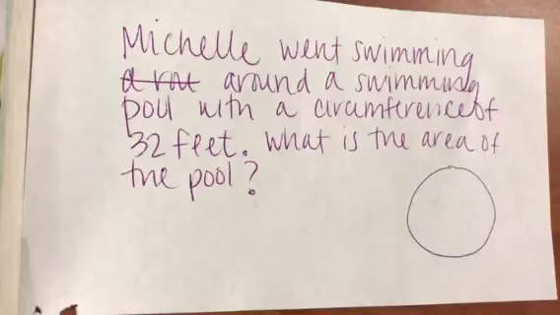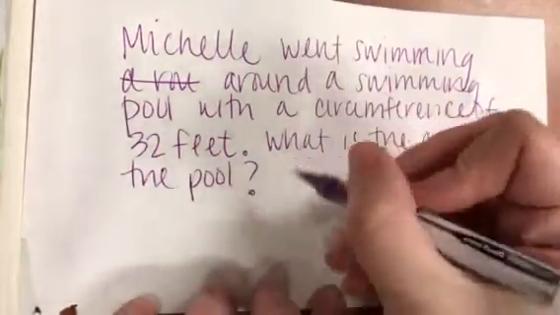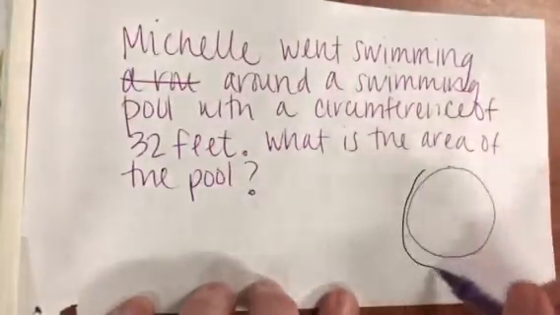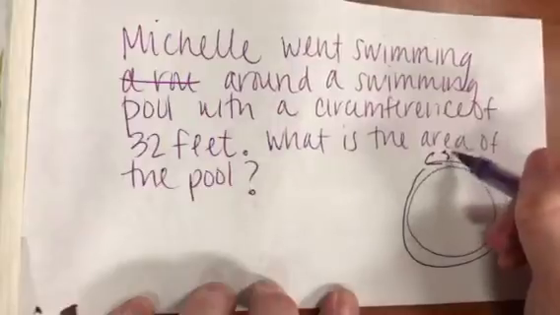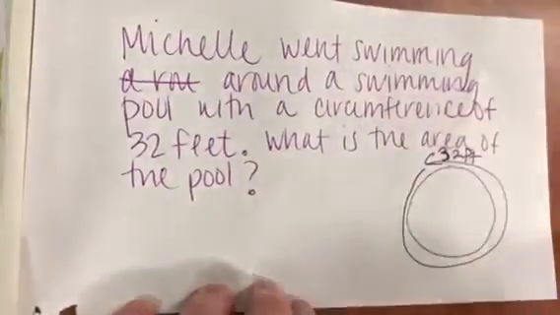But I don't have a radius or diameter. But what you do have is the circumference. So I can set up an equation? Right. We'll label the circle so you know what the circumference is: 32 feet. So we know that the amount all the way around is 32 feet. And we're trying to find the area.